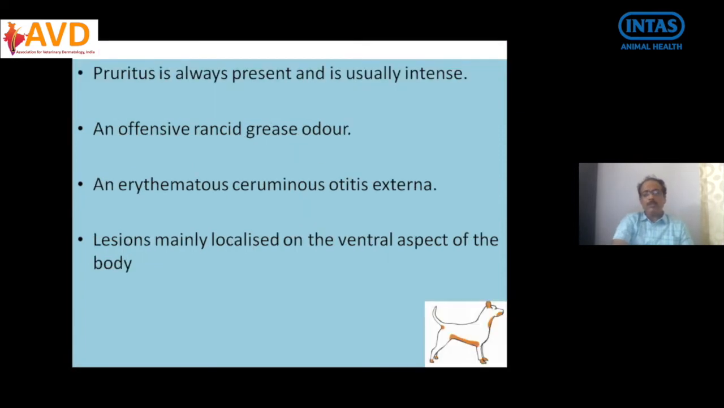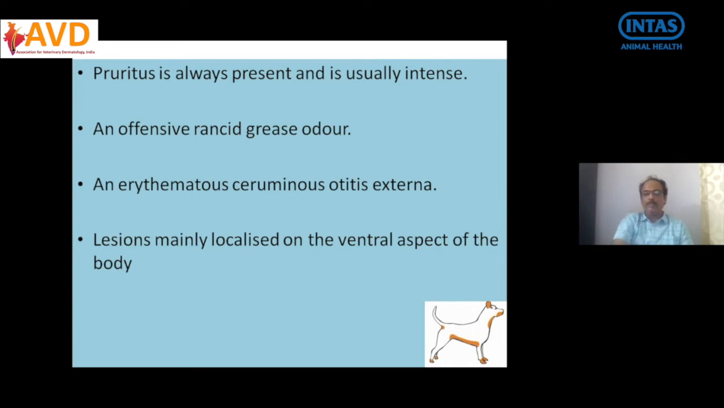And pruritus is always present and it is very intense. There will be an offensive rancid grease odor, a musty odor for Malassezia, which will be very predominant, and you can very well diagnose the condition from that odor itself. And an erythematous ceruminous otitis externa. So a predominant otitis externa condition will also be there, and lesions are mainly localized on the ventral aspect of the body. Just like atopy, the lesions will be similar to an atopy condition.